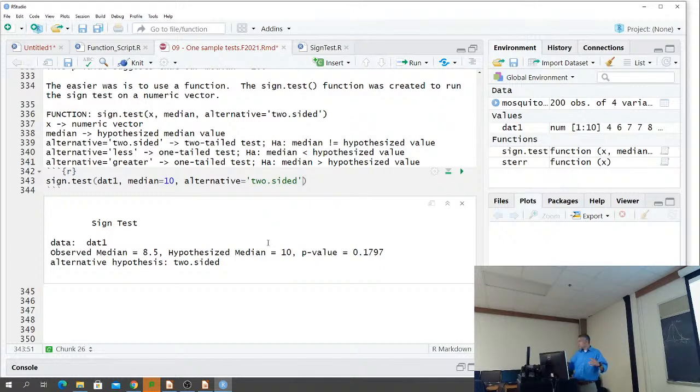So the sign test, we actually create this function so that we can run it. And we can run it if we have non-normal data. But we have to recognize that we're comparing medians, we're not comparing means.